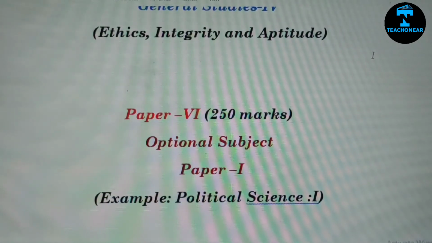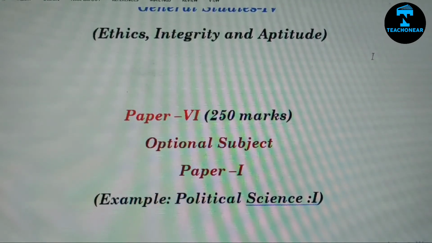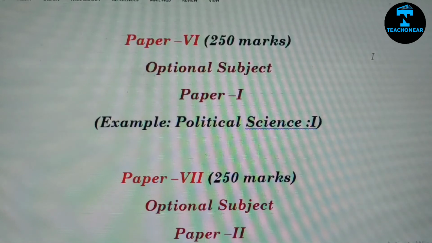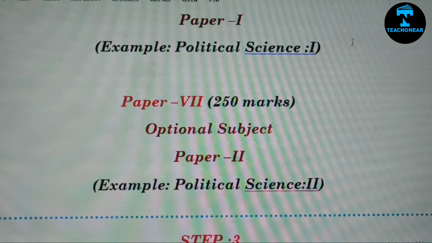Paper 6, that is the optional subject. Paper 6 and paper 7, these are optional subjects. One subject has to be chosen from the list given in the optional subjects, and for that particular optional subject, 2 papers will be there, paper 1 and paper 2. So optional paper 1, for example, if one has chosen political science, then political science paper 1, and in the case of paper 7, from that optional subject, paper 2, for example, political science 2.